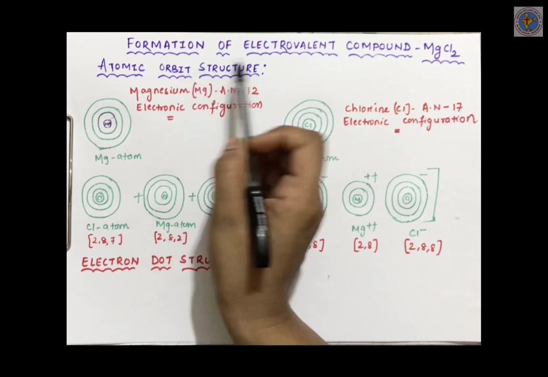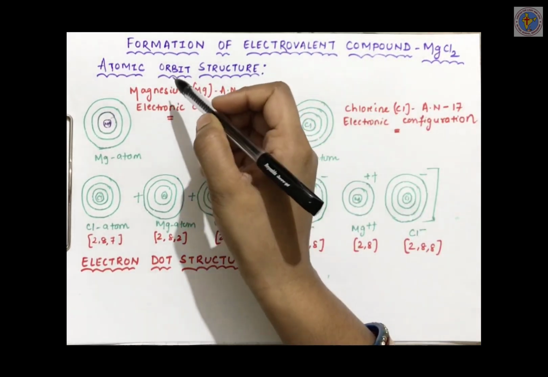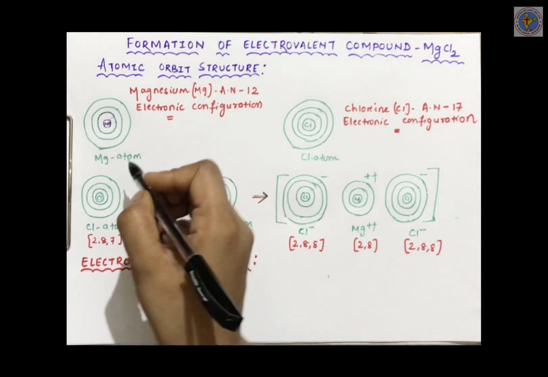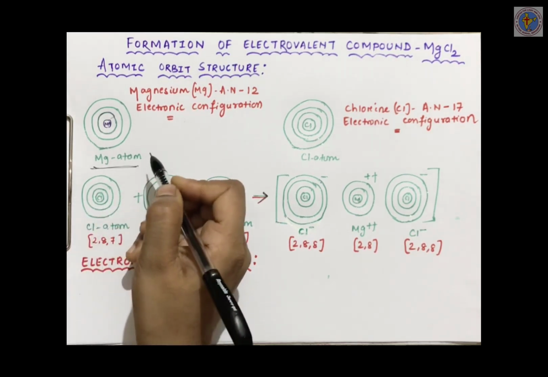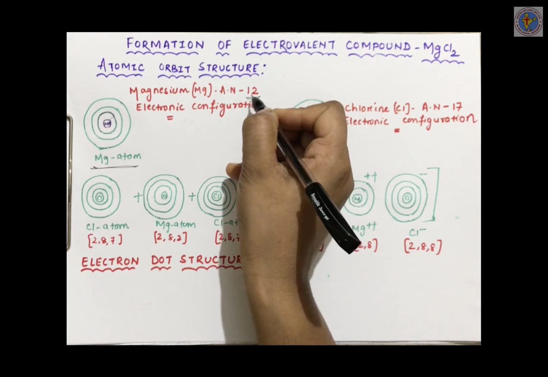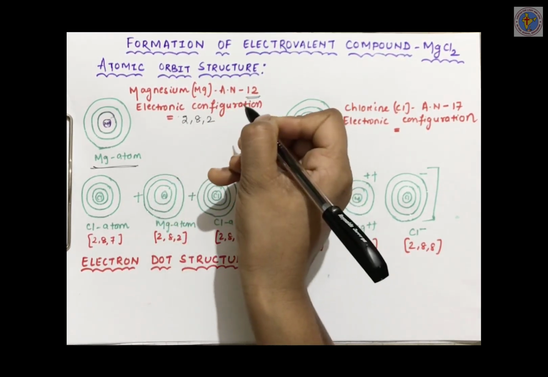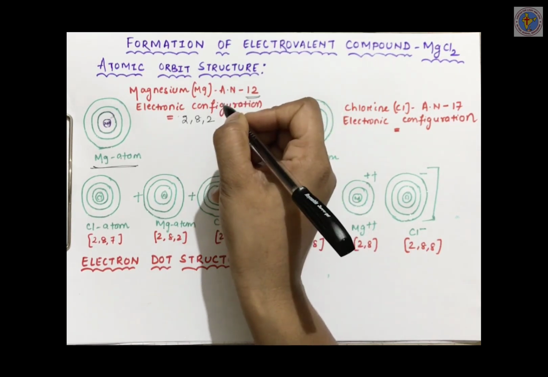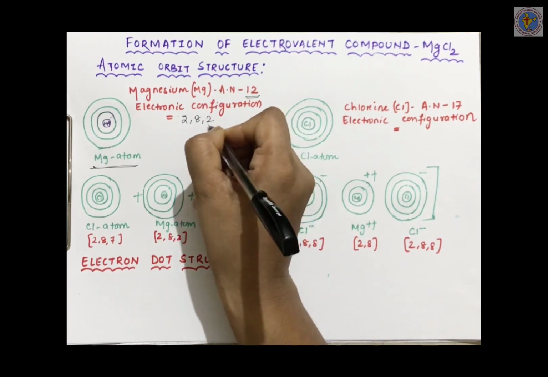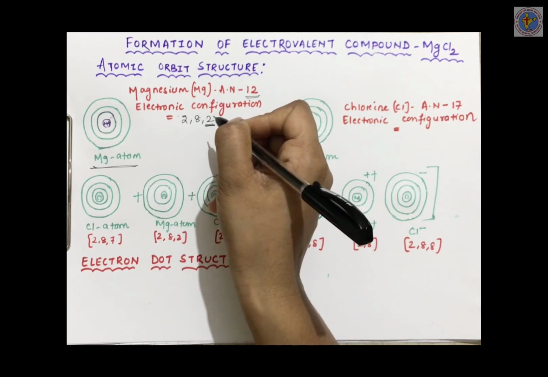Now let us learn the formation of the electrovalent compound MgCl2. Okay, so first, as we know, we will do the atomic orbit structure. So this is your magnesium atom, right? Children, what is the atomic number of magnesium? 12. So what should be the electronic configuration, children? It should be 2, 8, 2. Okay, so in order to attain the stable gas configuration, magnesium has to lose 2 electrons, right? Magnesium has to lose 2 electrons.